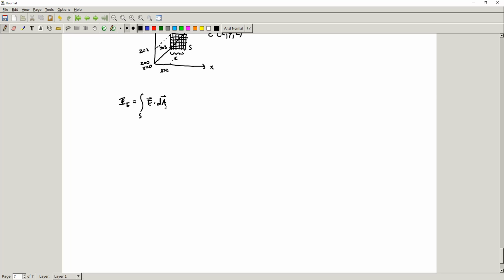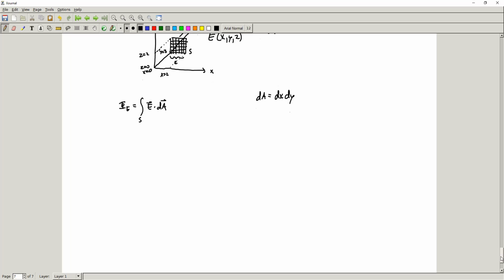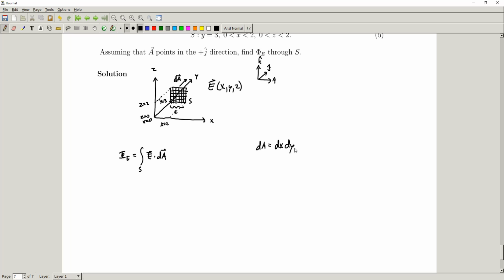And so what do we need to integrate over here? Well, what is our dA? Well, our dA is going to be dx dy, right? No, sorry, it's not going to be dy because we're going in the z direction here. It's going to be dx dz. Okay, so we need to be careful. We're going from 0 to 2 in the x direction, and we're going from 0 to 2 in the z direction, and so we're integrating over dx and dz, and our infinitesimal area vector is going to be dx dz j hat, right? Because we know it points in the positive j hat direction.